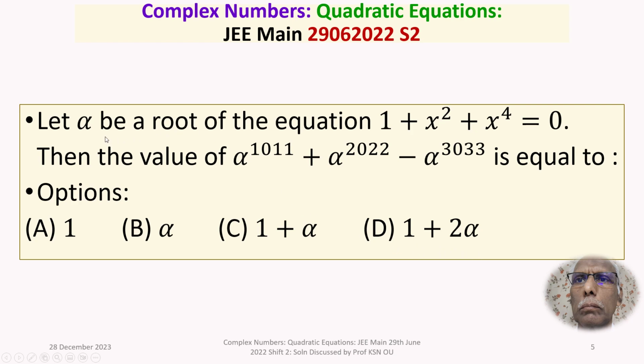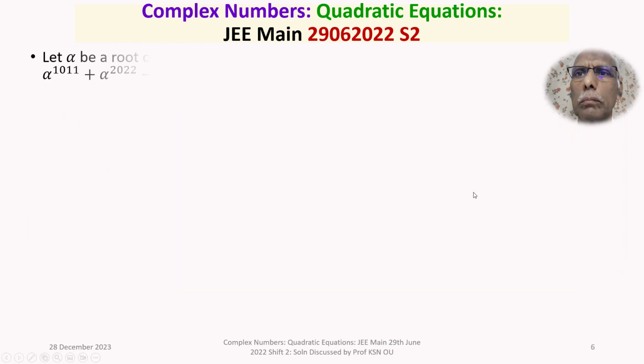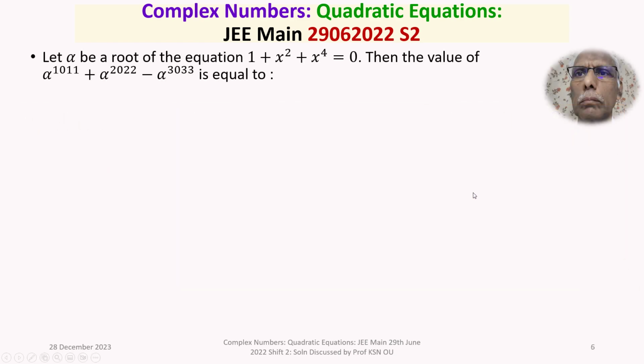We are given alpha is a root of this equation 1 plus x square plus x to the power of 4 is equal to 0. Then we are required to find the value of alpha to the power of 1011 plus alpha to the power of 2022 minus alpha to the power of 3033. Let's now discuss the solution of the problem in detail.